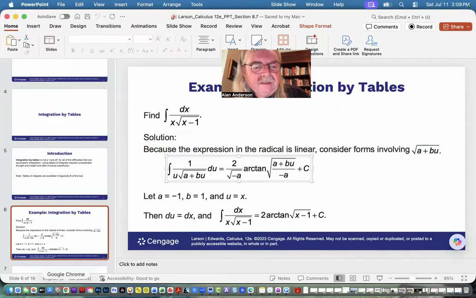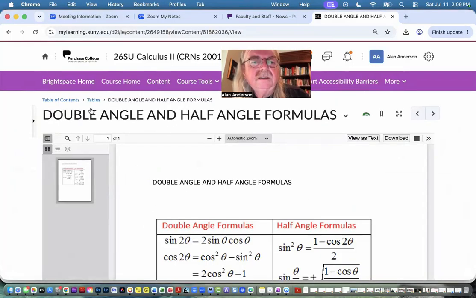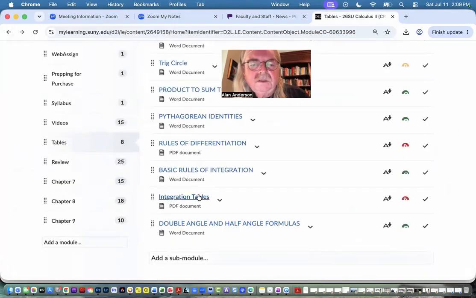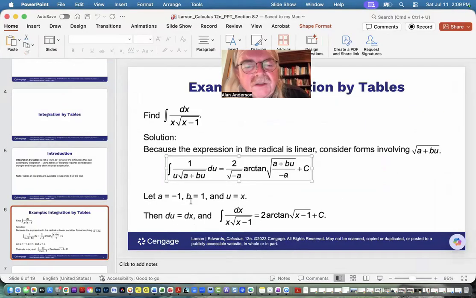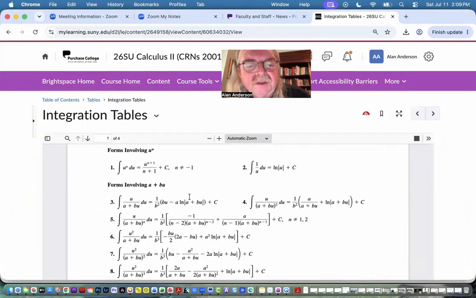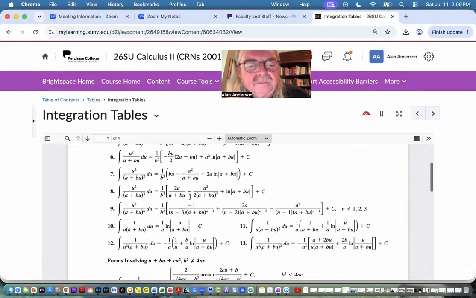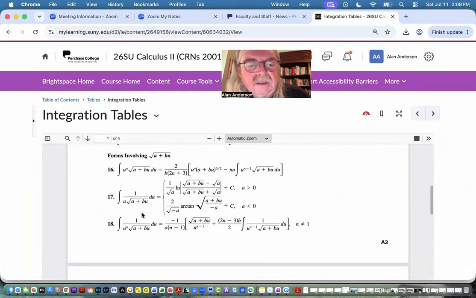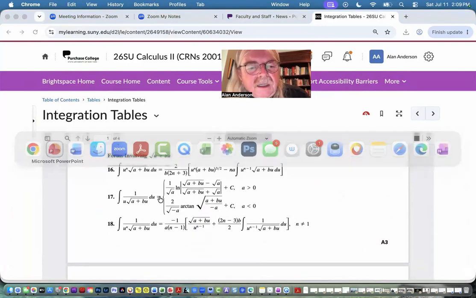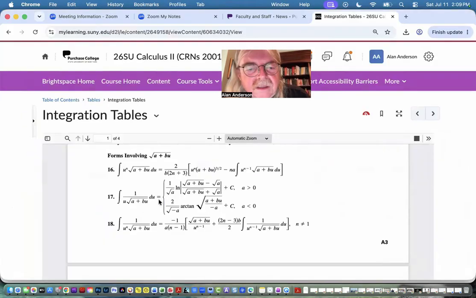Let's go back and find that. All right, here we go. So they're suggesting we look for 1 over u radical a plus bu. To see what I mean, look how messy this is. Oh, there it is, number 17. That's right, isn't it? 1 over, yeah, right there.